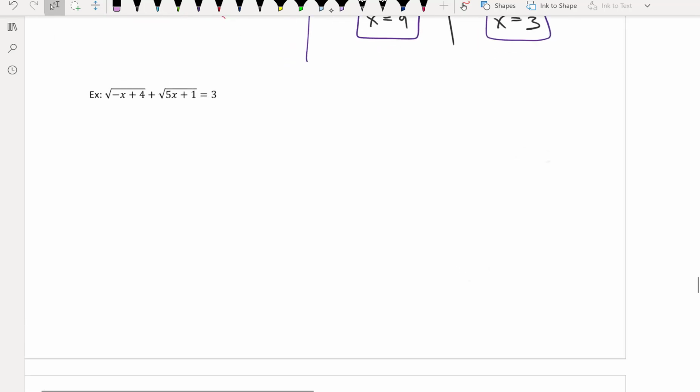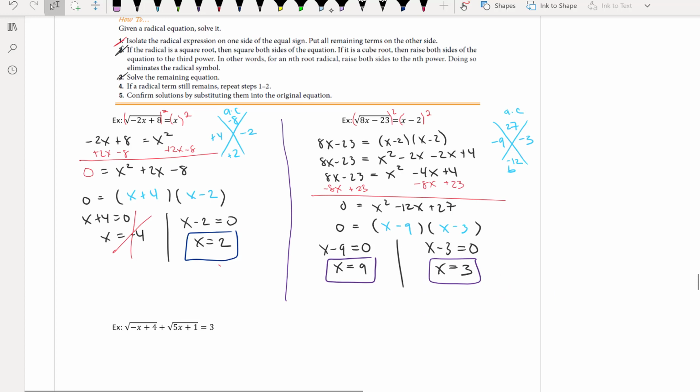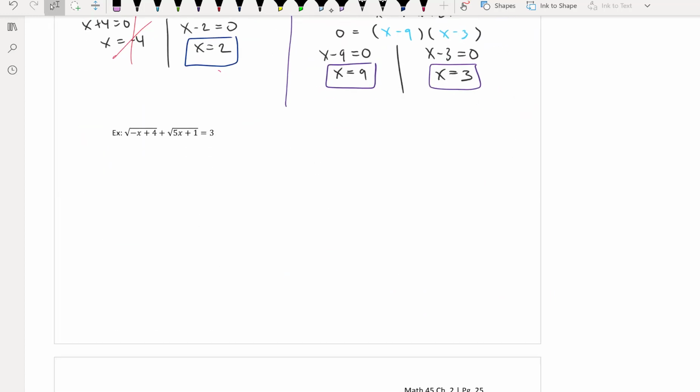So remember, the first step, I want to isolate the radical if possible. So that means I'm going to subtract one of the radicals to the opposite side. So I'm going to have this as a negative square root of x plus 4 is equal to 3 minus the square root of 5x plus 1. So now I subtracted that square root, which is perfect, which allows me to square both sides. So the square root and the square cancels, so I'm left with negative x plus 4.